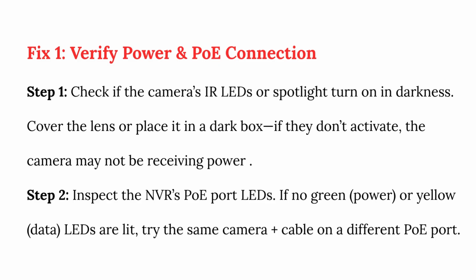Step 1. Check if the camera's IR LEDs or spotlight turn on in darkness. Cover the lens or place it in a dark box. If they don't activate, the camera may not be receiving power.